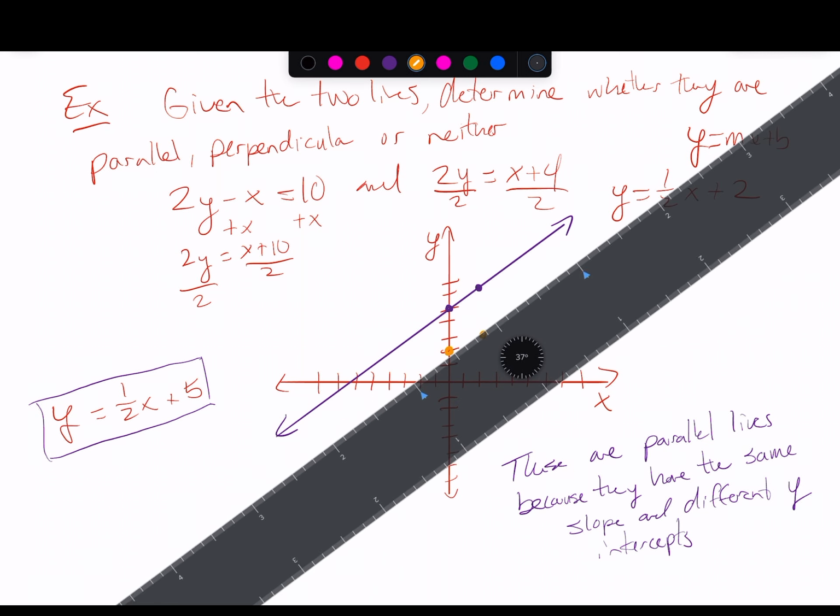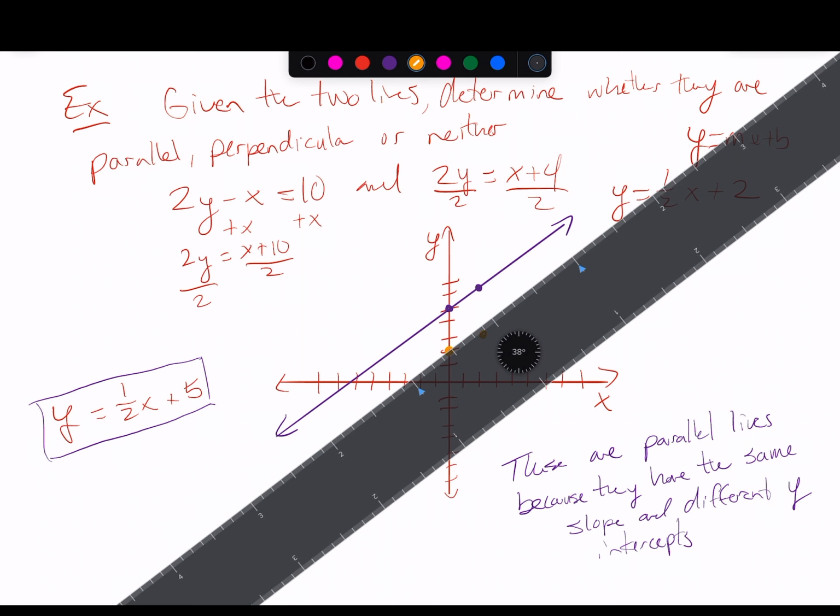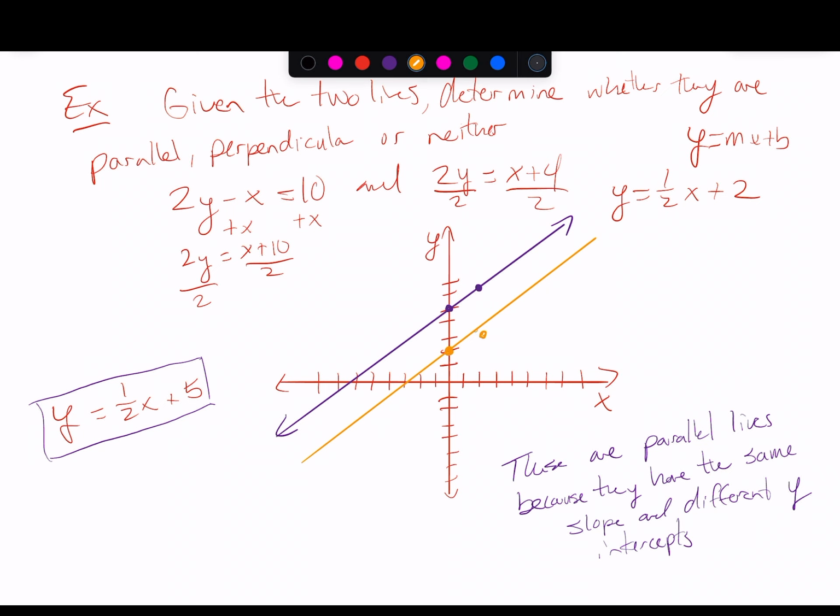Again, this is not perfectly to scale. Seems like my point was a little bit off when I drew it the first time, but that's okay. That's closer to it. So those are the graphs of those two lines. We just need to choose 2 points so we can draw a line through them. They have the same slope. The second one has a slope of 1/2. The first one has a slope of 1/2. They have intercepts of 5 and 2, which are different. Therefore, we have parallel lines.